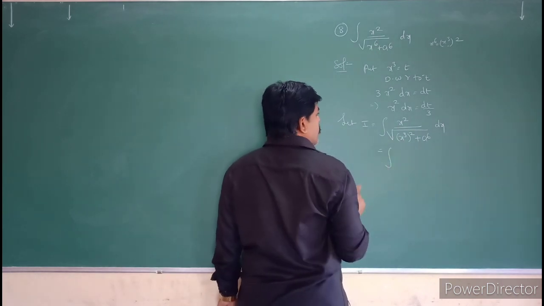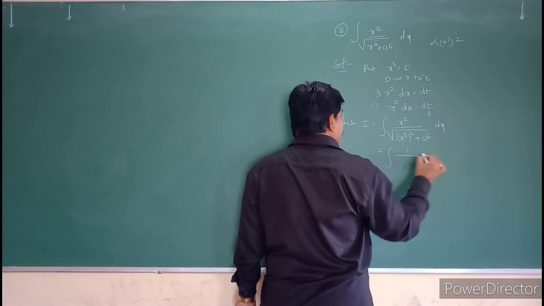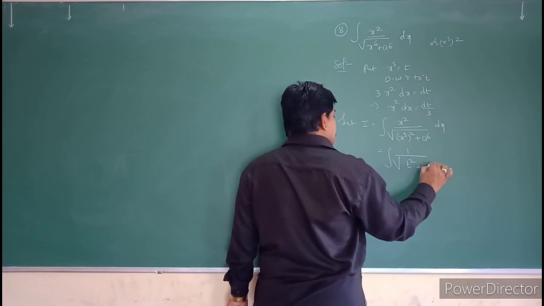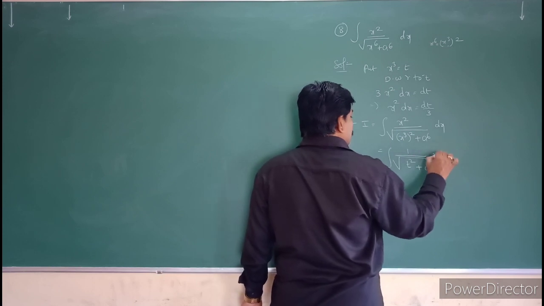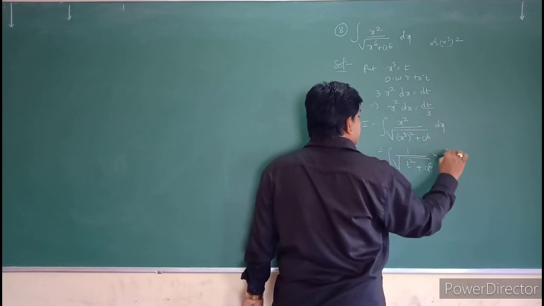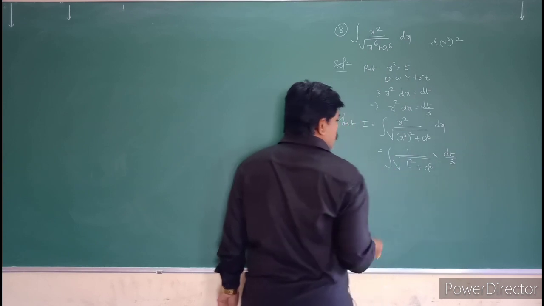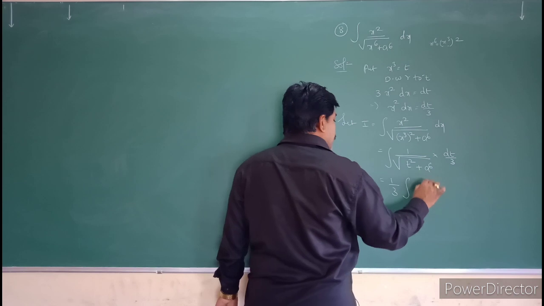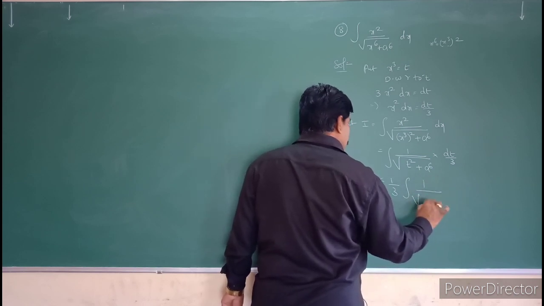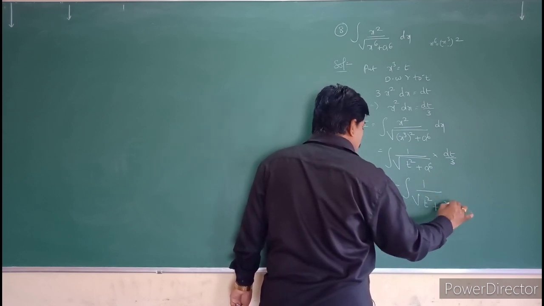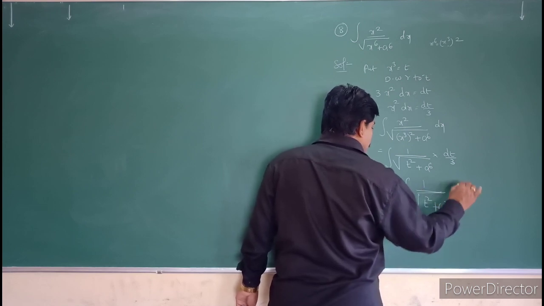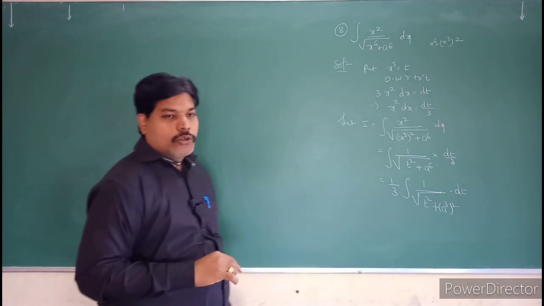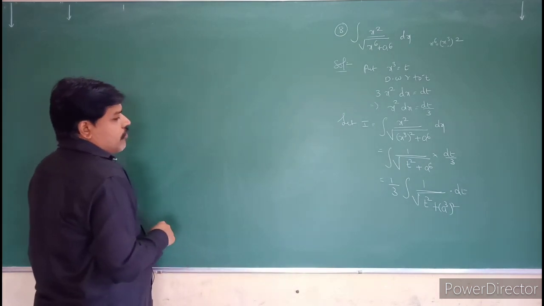So the problem will be converted to the form of 1 by root of t square plus a power 6, into x square into dx whose value is dt by 3. Take the 3 outside: 1 by 3 into integral of 1 by root of t square plus a cube whole square into dt. This a power 6 also you can write as a cube whole square. So what is the formula for that form?